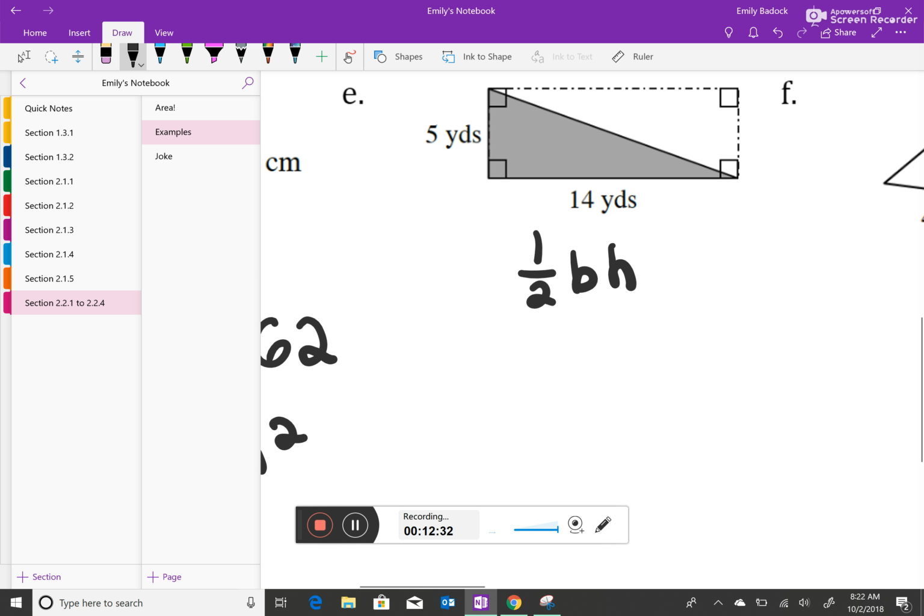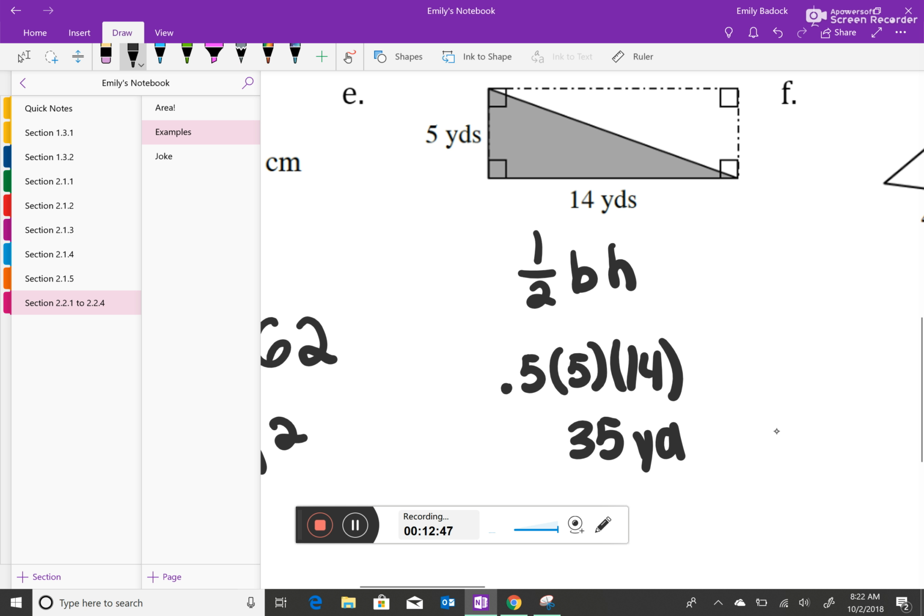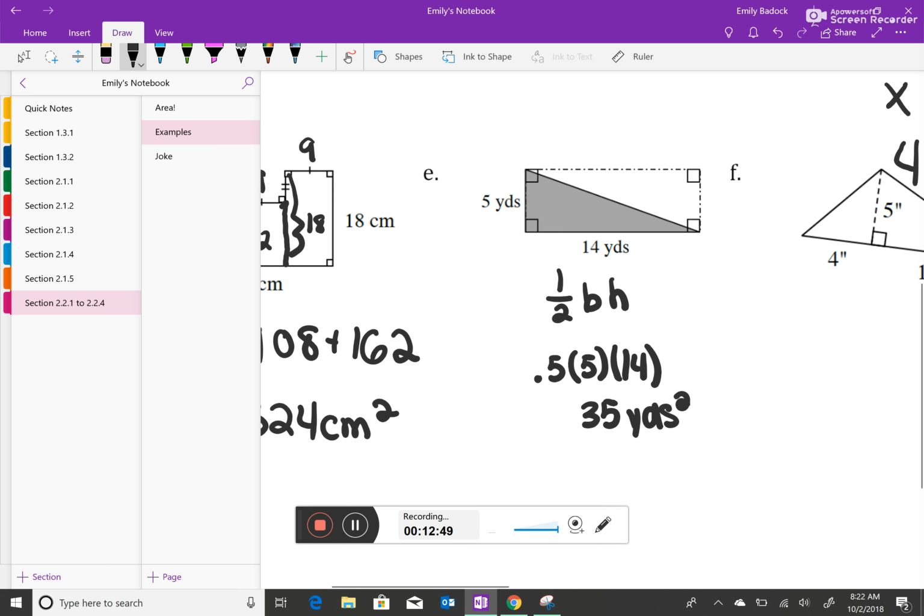So I'm literally going to type in 0.5 times 5 times 14 in my calculator, just like that. And I get 35 yards squared.